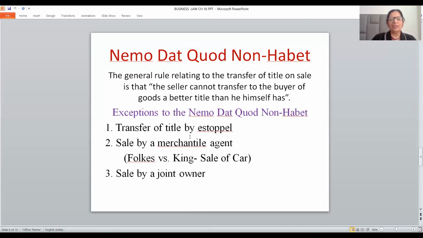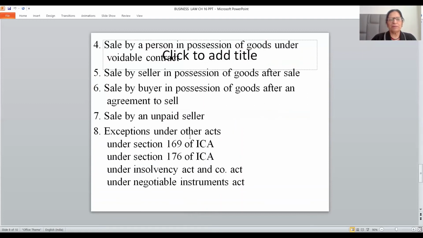Next is sale by a joint owner. Say a motorbike is owned by two persons, A and B, and one of them makes a sale. He sells that motorbike to C. Then C will always get good title to the goods. C will become the valid owner of the motorbike which has been sold by one of the joint owners.